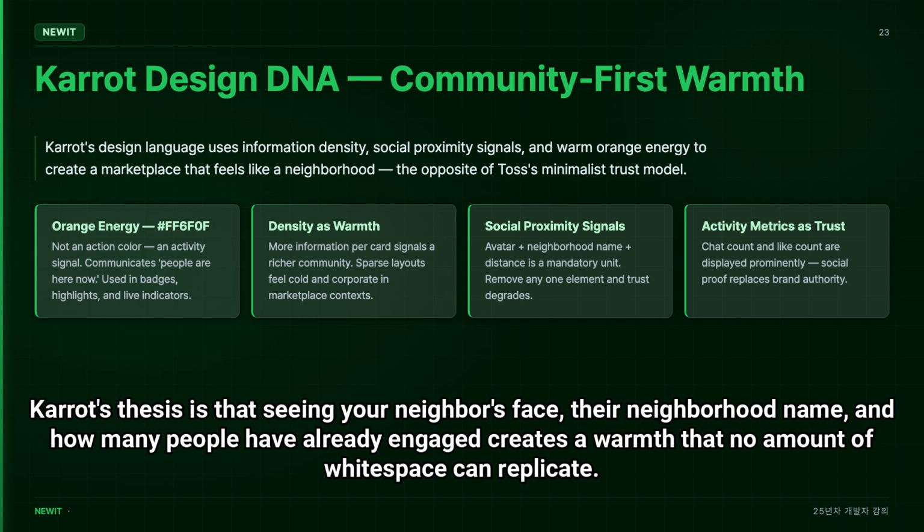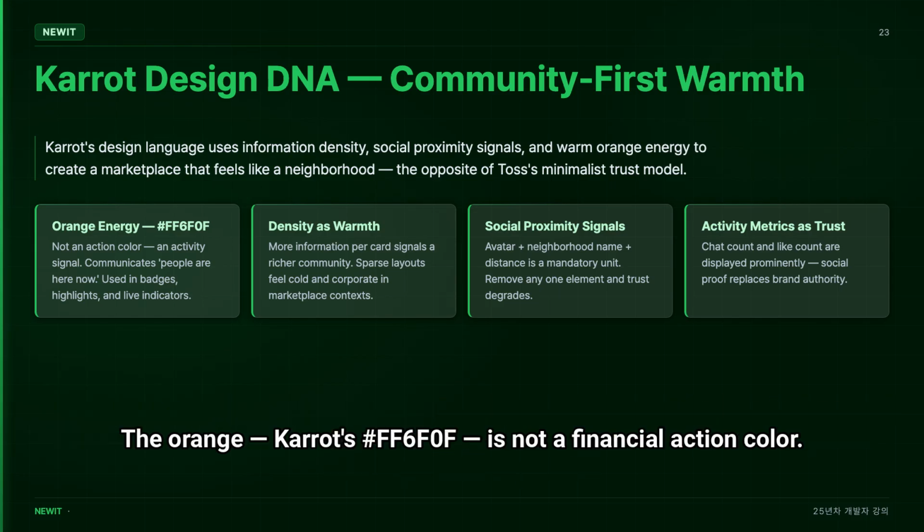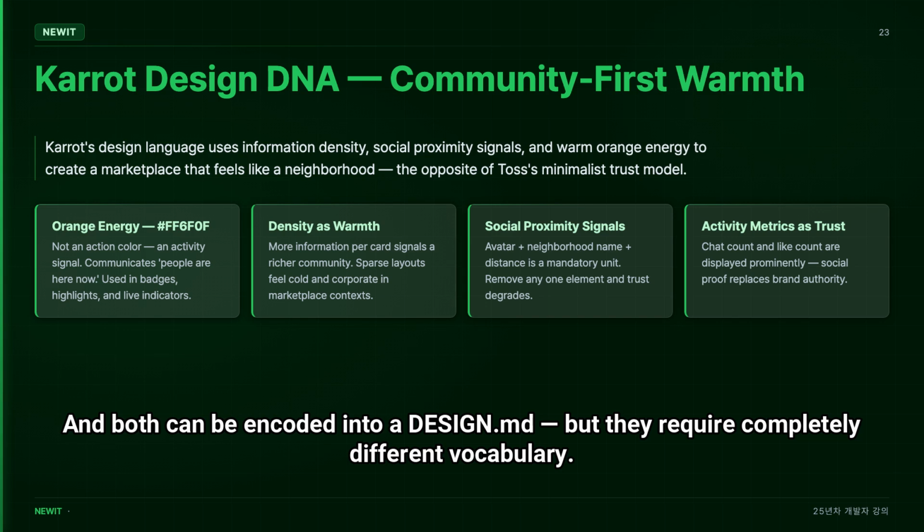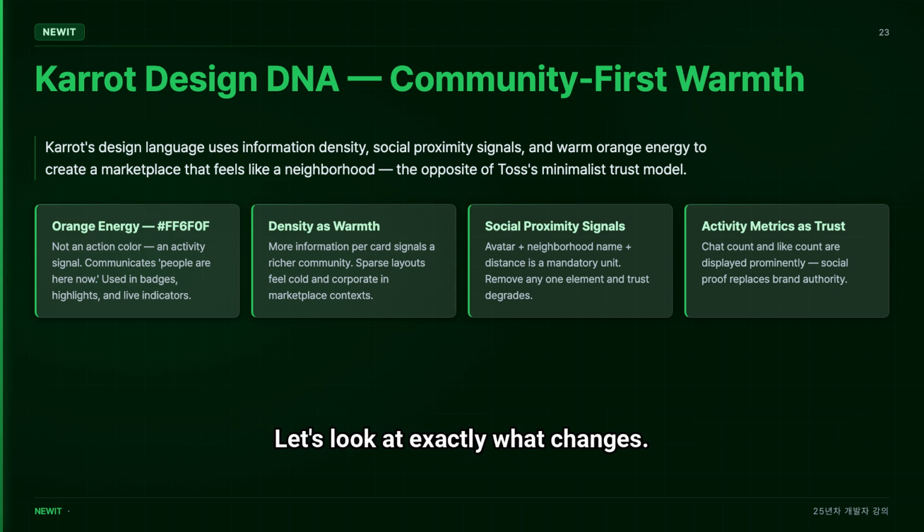Karrot's thesis is that seeing your neighbor's face, their neighborhood name, and how many people have already engaged creates a warmth that no amount of whitespace can replicate. The orange is not a financial action color, it's an energy color. It says there are real people here and activity is happening right now. This is a fundamentally different emotional contract with the user than TOS, where we are calm and precise and trustworthy. Both are correct for their contexts, and both can be encoded into a DESIGN.md, but they require completely different vocabulary. Let's look at exactly what changes.